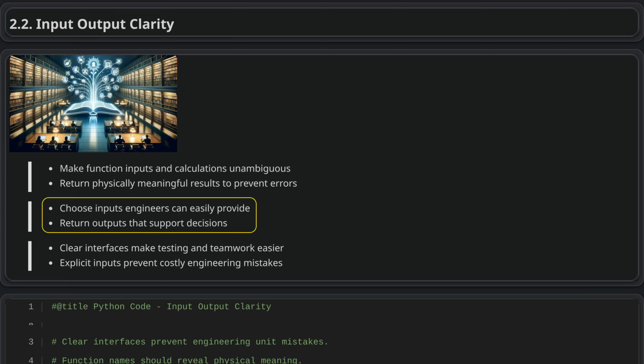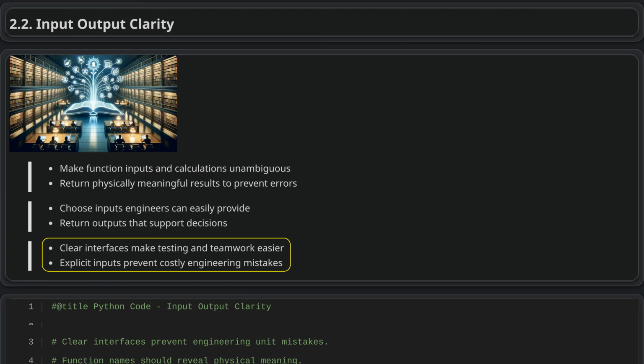Design function inputs and outputs from the user's perspective. Inputs should use information engineers can readily access, with clear definitions, such as what type of flow rate is required. If a derived value is needed, calculate it inside the function from familiar data and document any assumptions. Outputs should support the decisions users need to make, such as equipment sizing, so results are clear to engineers, operators, and analysts.